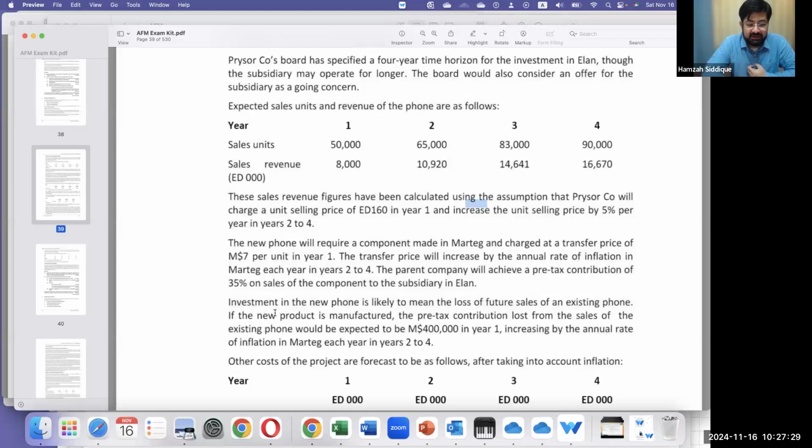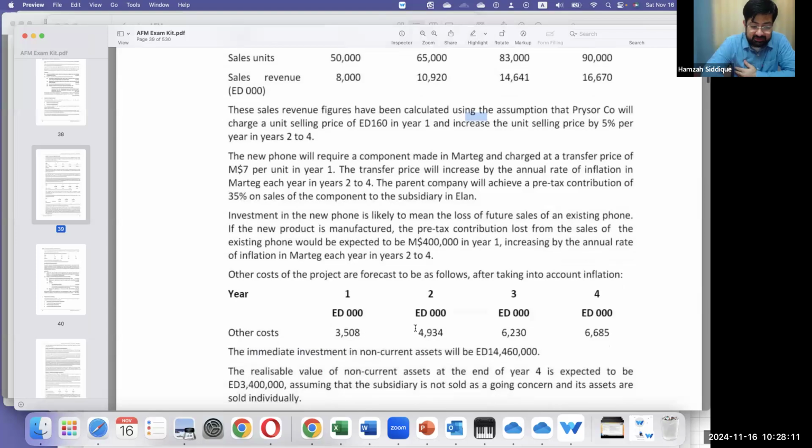Okay, investment in Elan. The investment in the new phone is likely to mean the loss of future sale of an existing phone. Okay, this is opportunity cost. If the new product is manufactured, the pre-tax contribution loss from the sale of the existing phone will be expected to be $400,000, right? Now, so basically company is in Maltech and they are going to launch in Elan. You see here, increasing by rate of inflation. So other costs are here.